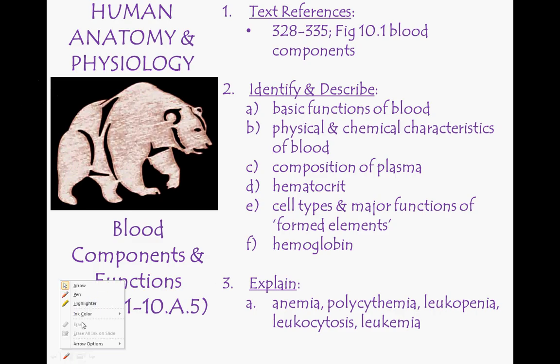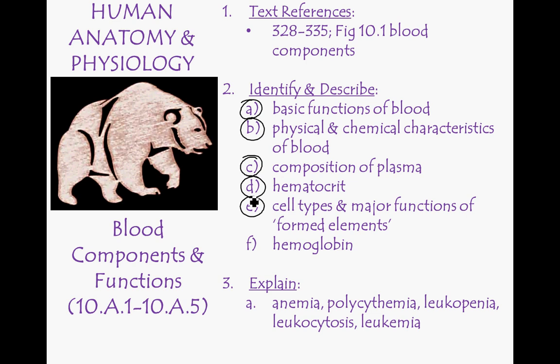Hello, welcome to this screencast where we will be addressing blood, the components and the functions of the blood. So by the end of this, you should be able to identify and describe basic functions of the blood, be able to identify and describe physical and chemical characteristics of the blood, describe the composition of plasma, define what the hematocrit is, and talk briefly about the different cell types and the major functions of what is known as the formed elements, and then also be able to describe hemoglobin.